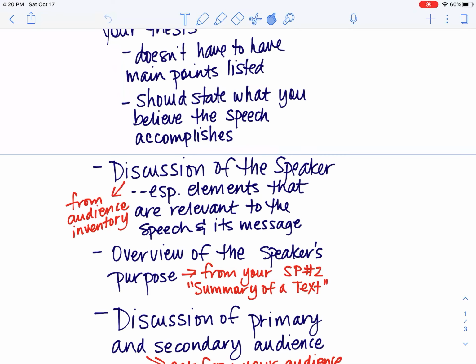Then you'll go into the overview of the speaker's purpose. This should be in your summary of your text, short project number 2, because your summary should include the main points of the author's speech and the overall purpose of it, because you summarized a 15-page, potentially 2,000-word speech into a paragraph. So it should be condensed information about the overview of the speaker's purpose and his or her main points. I would get the overview of the speaker's purpose from the summary of the text.